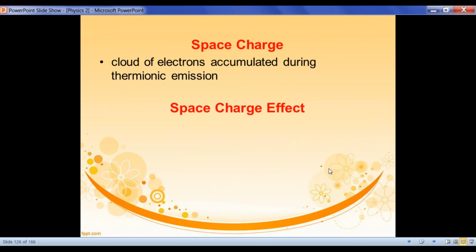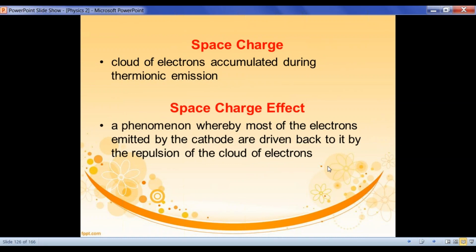Meron din po tayong another term, tinatawag natin space charge effect. Tandaan, magkaiba po yung space charge effect. Ang ibig pong sabihin ng space charge effect, it is a phenomenon whereby most of the electrons emitted by the cathode are driven back to it by the repulsion of the cloud of electrons. Ito po yung ating keyword, electrostatic repulsion.